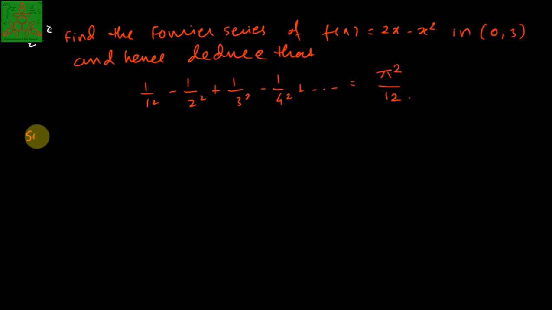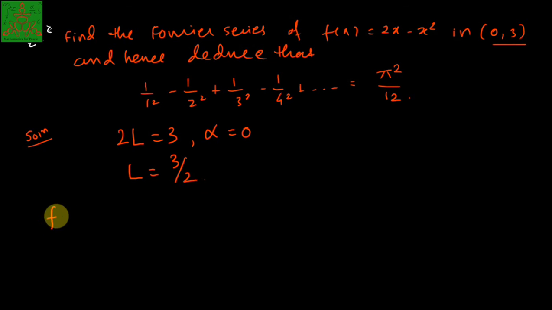So the solution for this problem: here first of all you have to decide what is your L. So it is a 2L periodic function, so that's why 2L will be 3 and your alpha is 0. So therefore L will be 3 by 2.